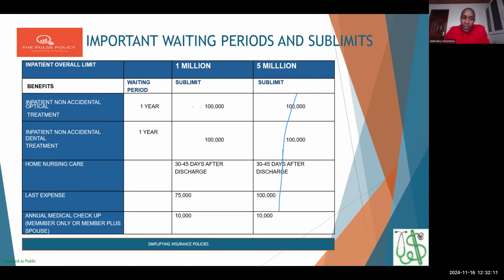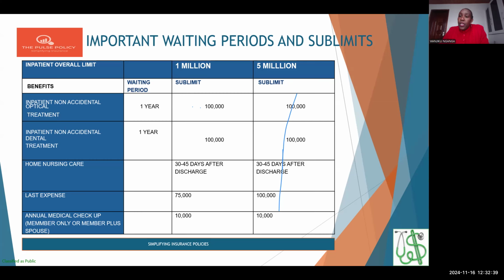We have the last expense. This is whereby somebody is admitted in the hospital, or maybe they were sick and they have passed on. So the insurance companies are going to have a benefit for last expense. Depending on the cover that you have purchased, I put an example here. For example, a cover of 1 million, you can get a last expense cover of 75,000, and a 5 million cover maybe 100,000.